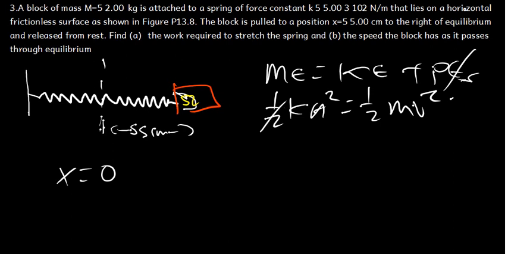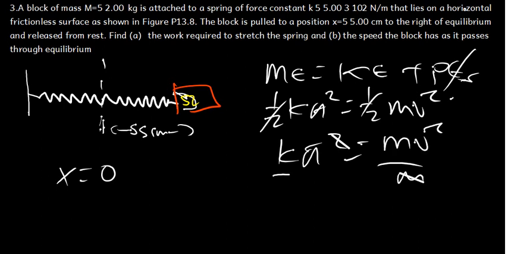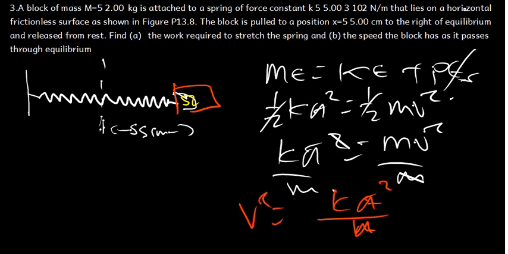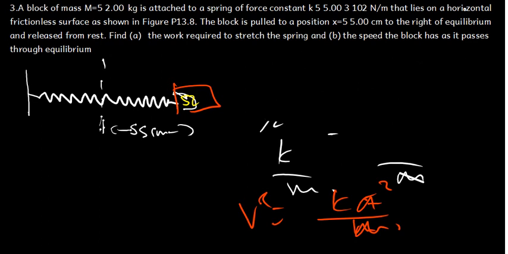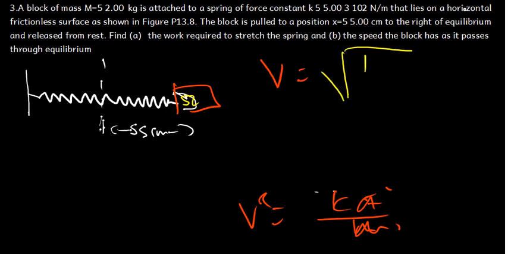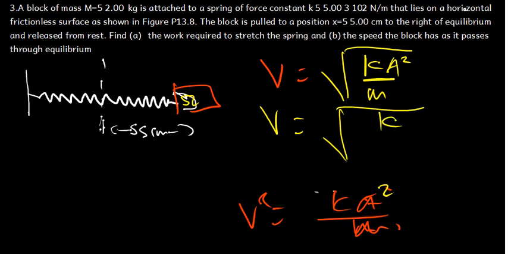So the half will go, then you're going to have k a squared is equal to m v squared. We divide by m, we divide by m. We are going to see that our v squared is going to be equal to k a squared over m. So we can get the square root to both sides. We are going to see that when it was passing through the equilibrium, v is going to be equal to the square root of k over m times a squared. So you can just put this formula as the square root of k over m times a. Then you remove the square. You can plug in the values directly there, or you can put it the way they are there.